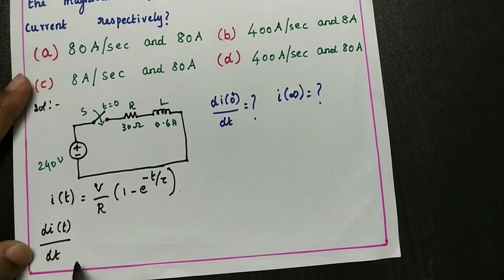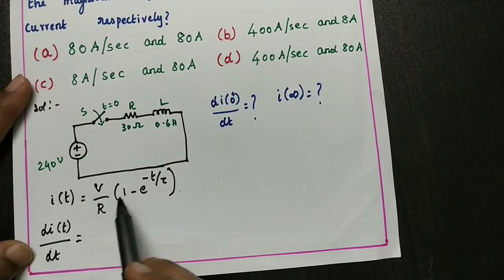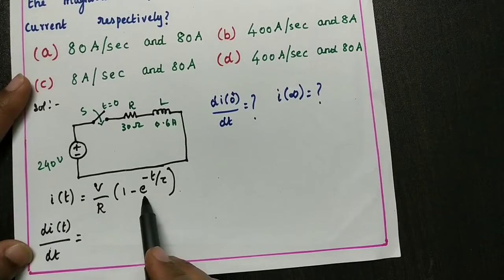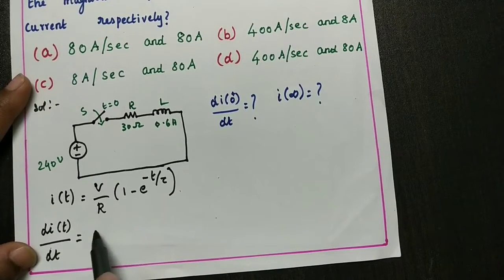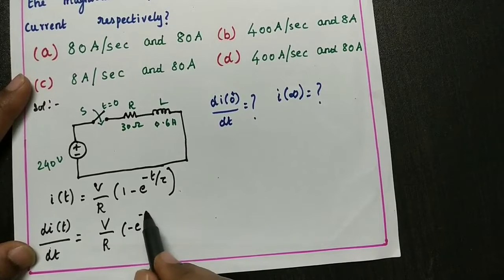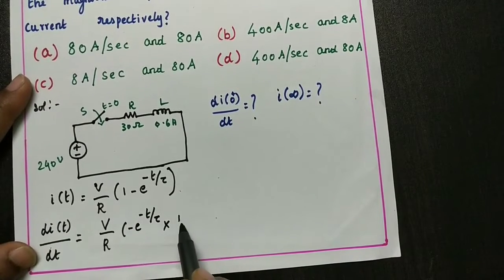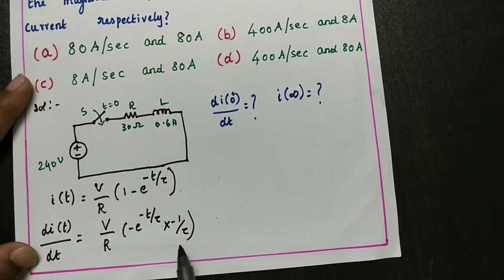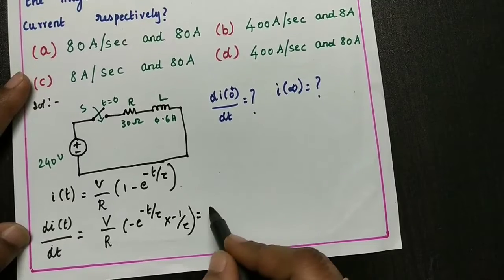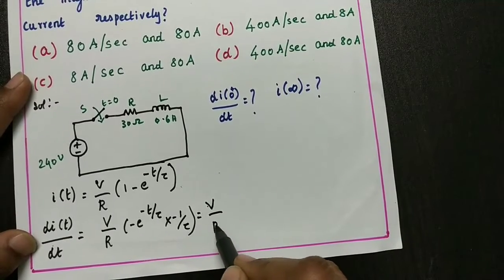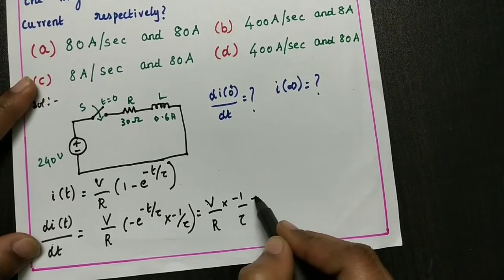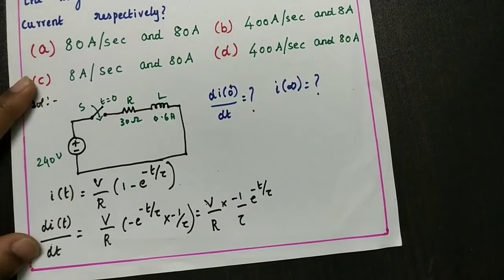di of t by dt. V by R into 1 is constant, and the differentiation of a constant is 0. So V by R into minus e power minus t by tau is differentiated as V by R into minus e power minus t by tau into minus 1 by tau. So this is equal to V by R into minus 1 by tau e power minus t by tau.